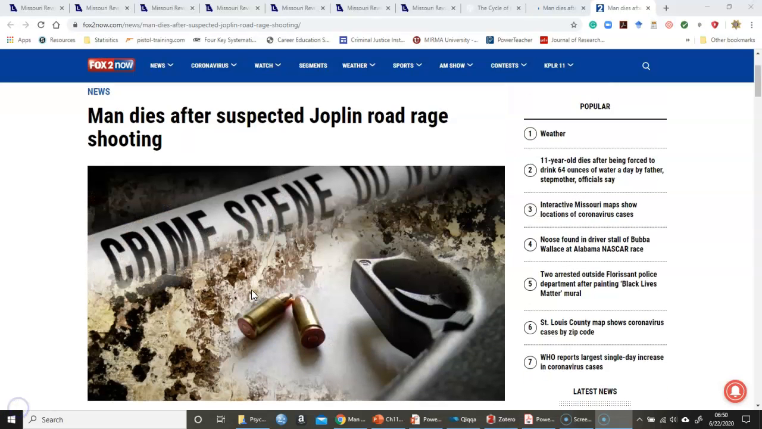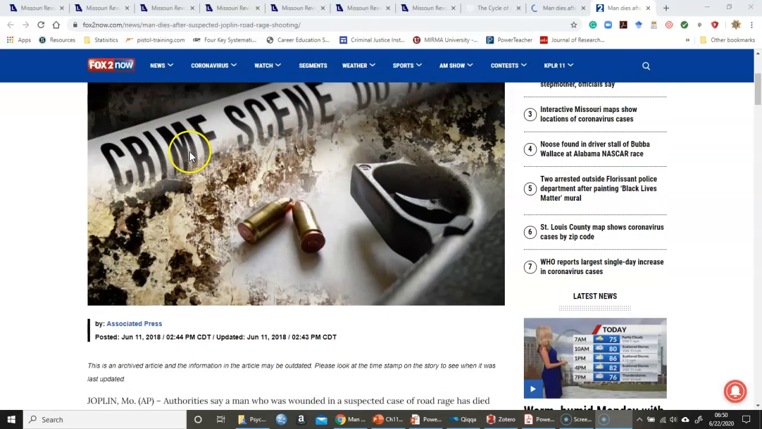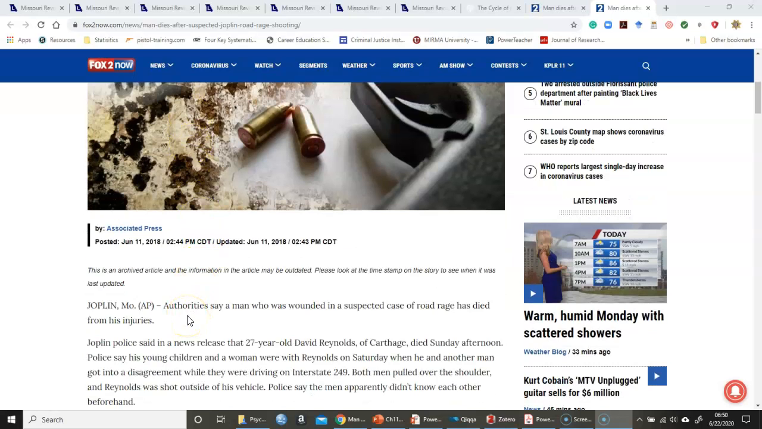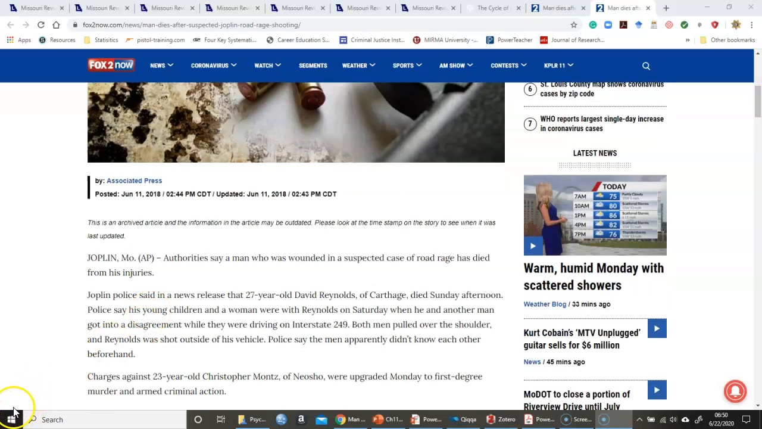So, another crime against the person is known as road rage, and criminal charges can be brought for engaging in such behavior. This is a case from our local area back in 2018 where a person died as a result of road rage. So it's not limited to big cities where there's a lot of traffic. It can even happen in our area.